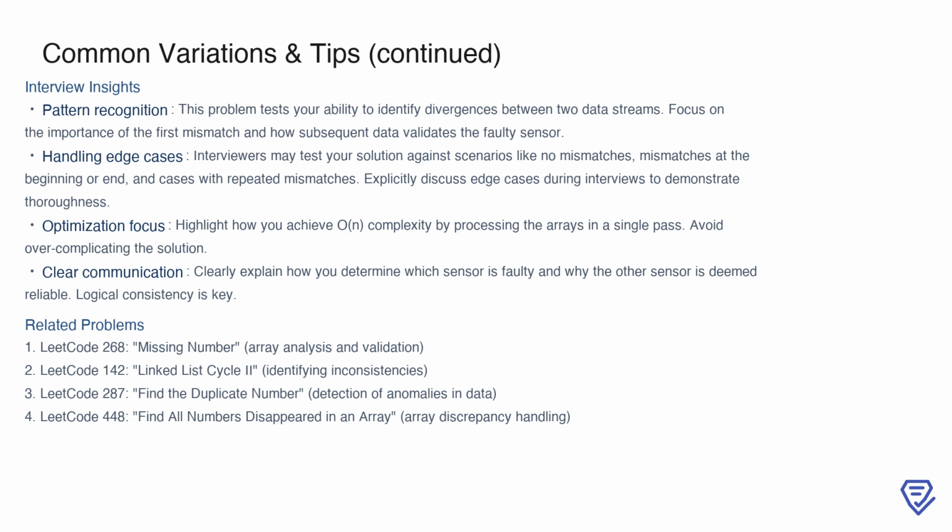Optimization is another critical point. Emphasize how your approach achieves O(n) complexity by processing the arrays in a single pass. Avoid overcomplicating the solution unnecessarily, as simplicity coupled with efficiency is highly valued. Clear communication is essential when explaining your logic. Make sure you articulate how and why you determine one sensor to be faulty and the other reliable, ensuring your reasoning is both thorough and logically consistent. If you want to deepen your understanding further, you might explore related problems such as missing number for array validation, or linked list cycle 2 and find the duplicate number for identifying inconsistencies or anomalies in data.